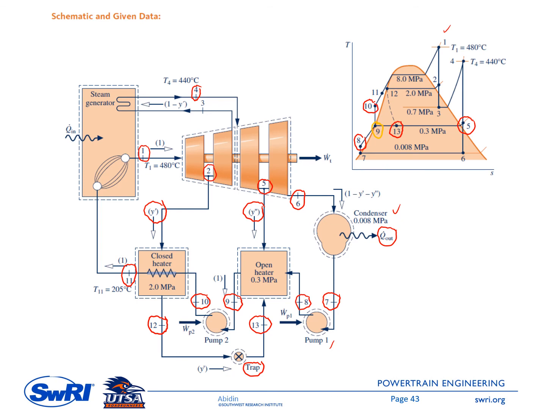And then from 10, it enters the closed feed water heater. There is an incoming energy to this working fluid, so that it changes from state number 10 to state number 11. State number 11 has a higher energy. And then from 11, it goes back again to the steam generator, and then state number 1, and so on. Therefore, this working fluid undergoes a thermodynamic cycle.